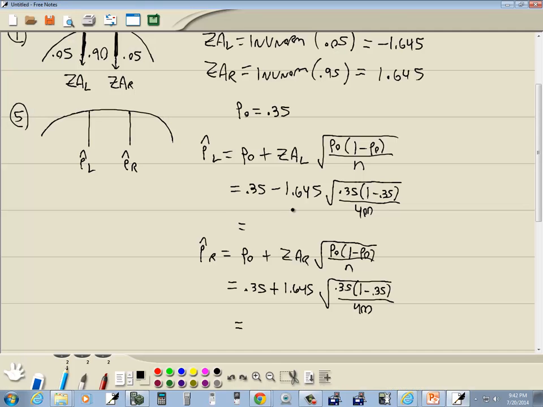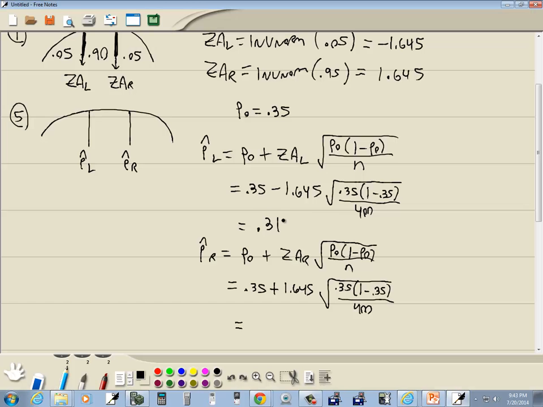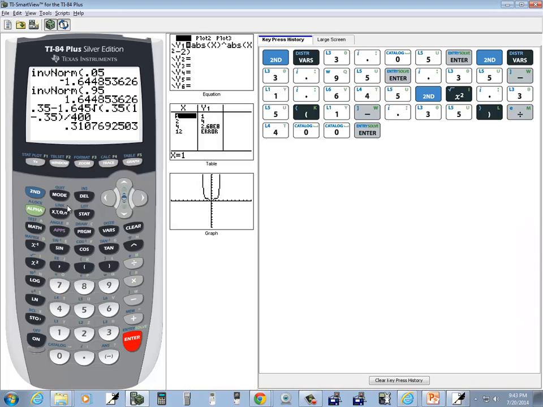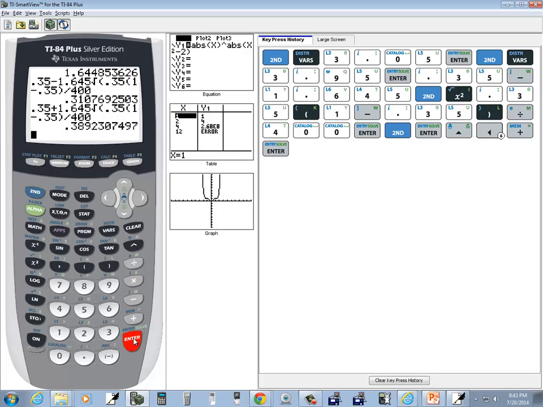Okay, so this one's 0.311. Now this other one's the same way except it's plus. So I'm just going to do a second enter to bring up previous entry, and then come up here and put a plus in there. And we get 0.389.